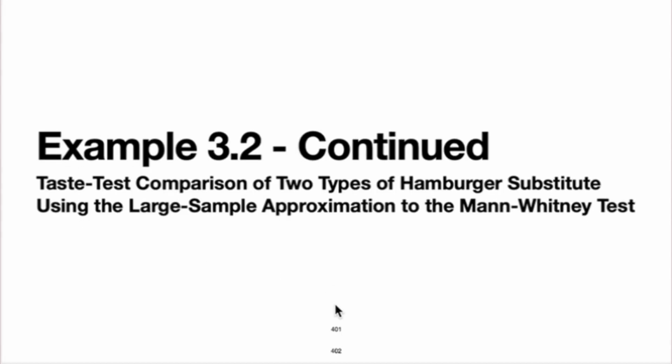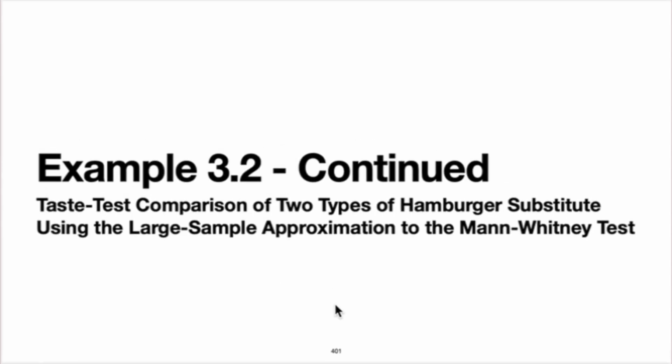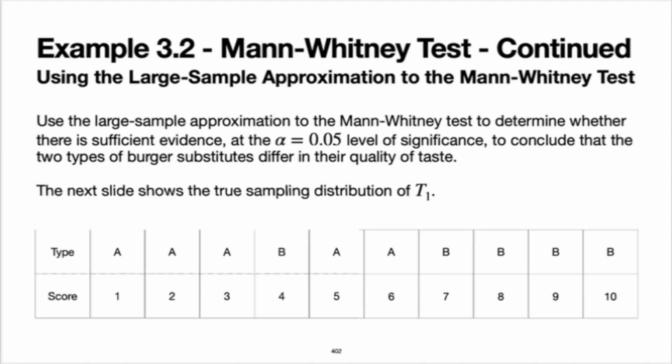Now we're going to look at example 2. This was the taste test comparison for 2 types of hamburger substitutes. Again, we're going to utilize the large sample approximation to the Mann-Whitney test. And so again, we've got the same data, the hamburger types. We've got 5 samples of hamburger type A, 5 samples of hamburger type B, and then we've got the ratings here, the scores, and they were ranked 1 through 10. So that is the data.